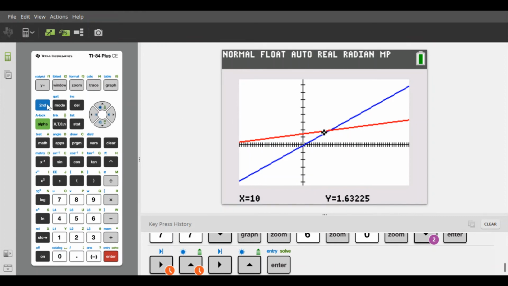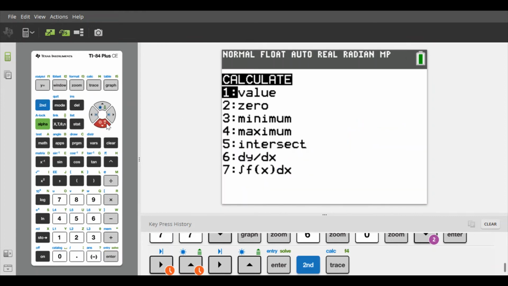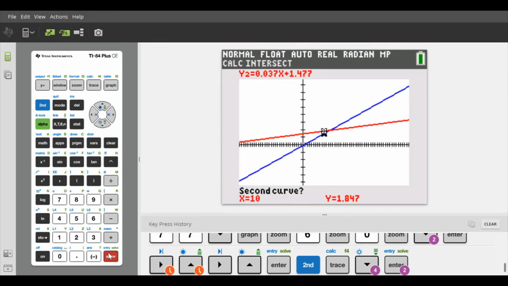Now I will do second calc intersect, and it'll say this curve, that curve, guess. I'm going to guess it's somewhere around right here. And it will say your intersection point is 12.990909 and your y point is 1.9576636. So that's your answers. That's your x value and your y value for this problem.